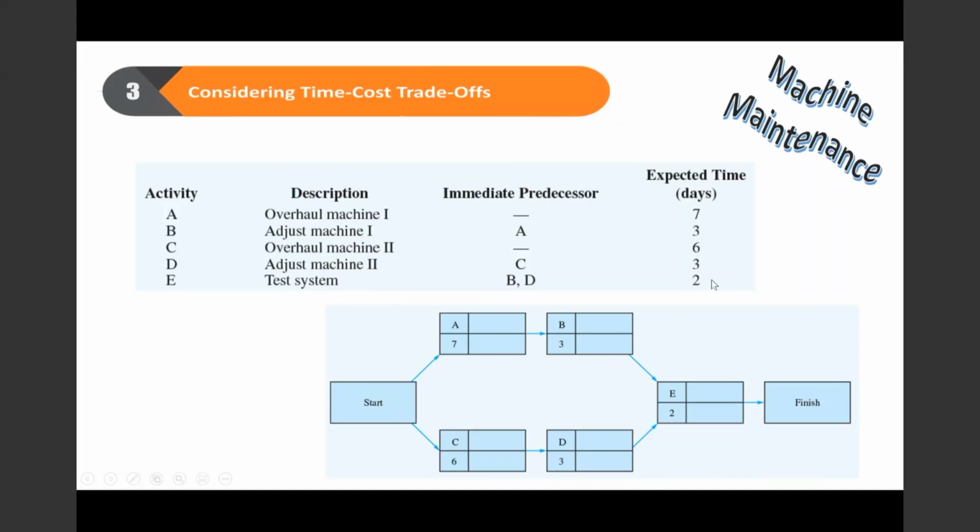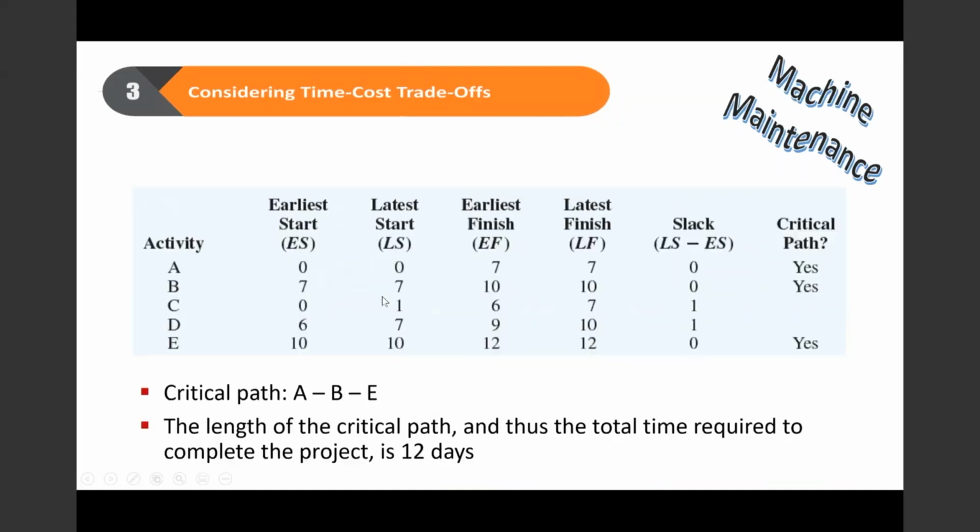So with this kind of information, we will then be able to sketch out the project network. And once we have a sketch of our project network, then we can use the forward pass and backward pass calculation in order to calculate our earliest start time, latest start time, earliest finish time, latest finish time, slack, and identify the activities on the critical path.